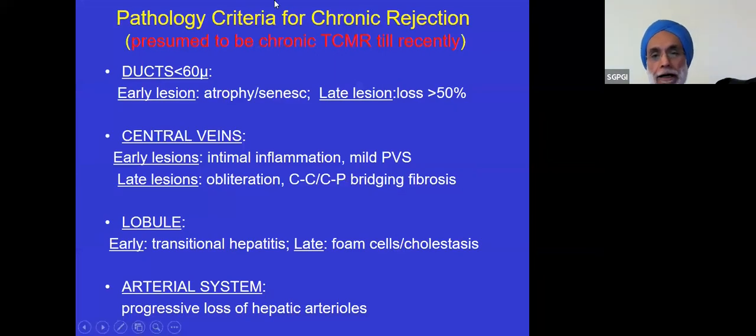Yes, these are the pathology criteria for chronic rejection. In the ducts, the early lesions are atrophy and senescence, and the late lesions are duct loss, more than 50%. Central veins, early lesions are intimal inflammation, mild perivenular sclerosis. Late lesions are obliterated veins, bridging fibrosis. The lobule can have a hepatitic-like pattern, but later there are foam cells and cholestasis. There's also loss of hepatic arteries, just like loss of ducts.